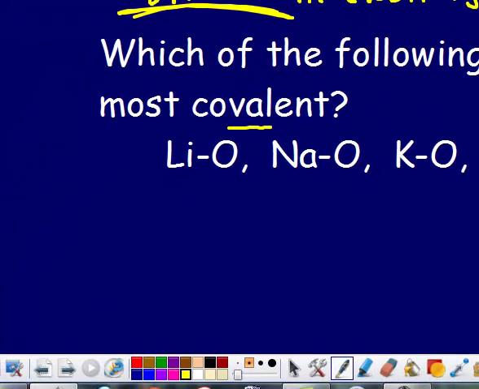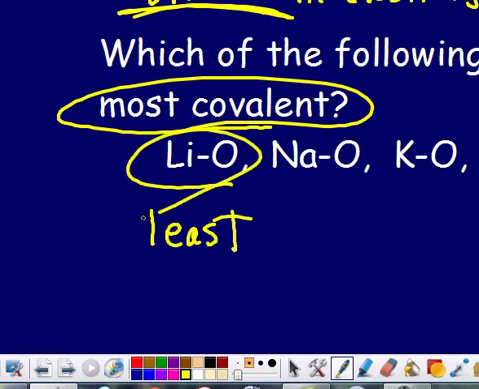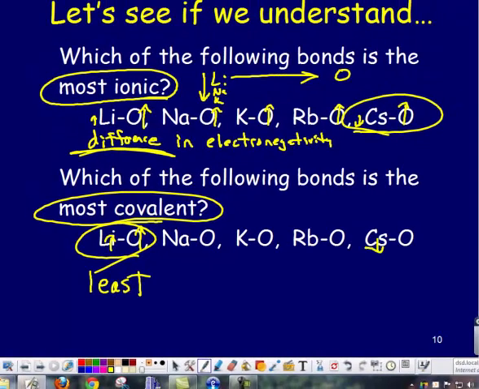So then the second question, which one is the most covalent? It's the opposite of this. It's still the difference in electronegativity, but it is the least difference in electronegativity, which is going to be lithium and oxygen. Again, because oxygen is higher than lithium, and lithium is higher than cesium. So the closest electronegativity is going to be between those two. All right.